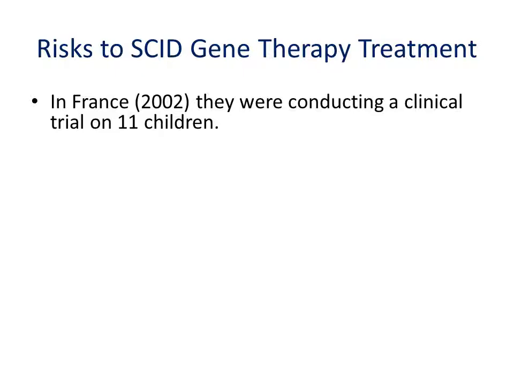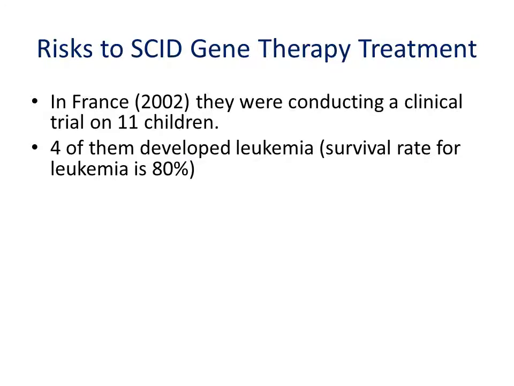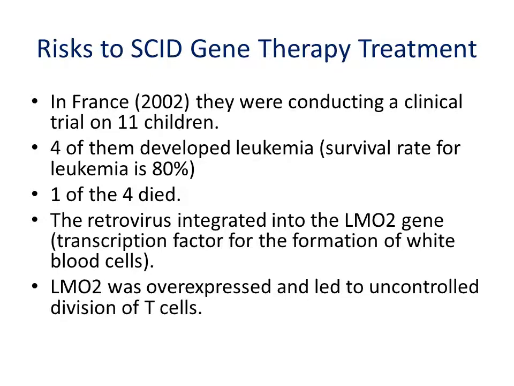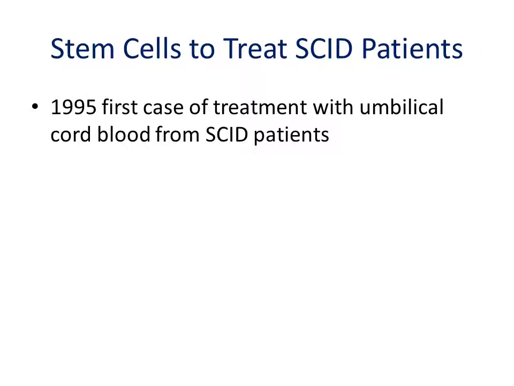There are some risks to this type of therapy. In 2002, in France, they were conducting a clinical trial on 11 children. 4 of these children ended up developing leukemia, and 1 of those 4 ended up passing away. What we know is that this retrovirus was somehow able to integrate into a different gene that was a transcription factor for the formation of your white blood cells. This led to uncontrolled division.